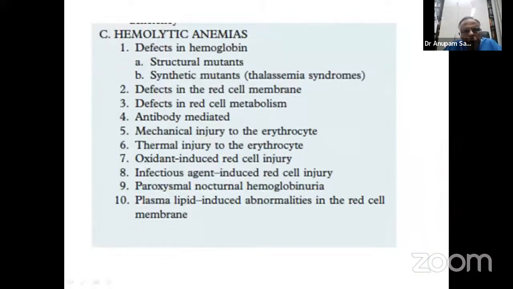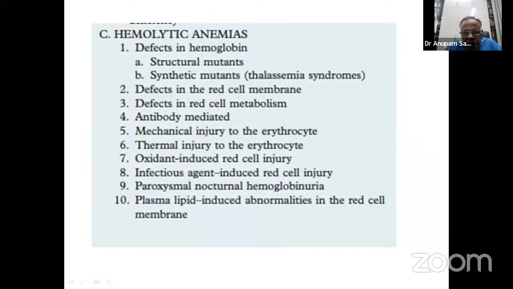Then you can have increased destruction of the RBCs, which is classified as hemolytic anemias, and they can be due to defects in the hemoglobin, which can be structural mutants or synthetic mutants. For example, if there is decreased production due to some reason, then these are known as thalassemia syndromes, and structural mutants are in the form of HbS, C, etc. Defects in the red cell membrane, like elliptocytosis, spherocytosis, etc.